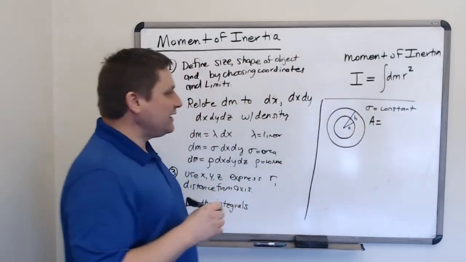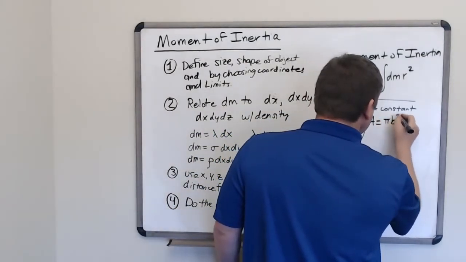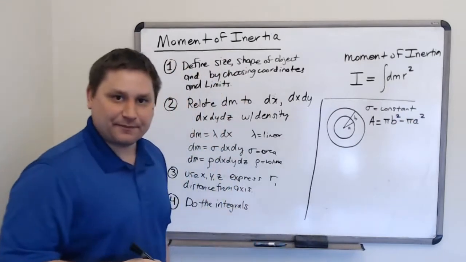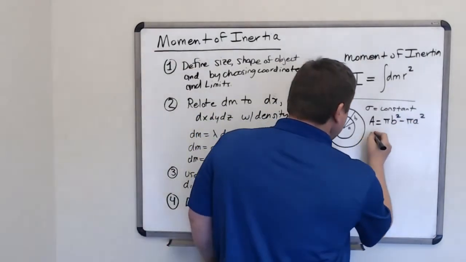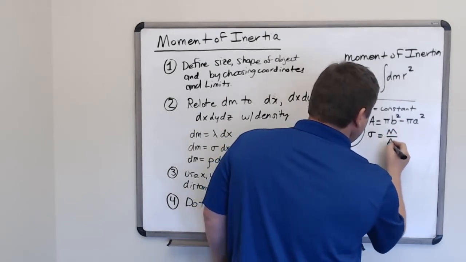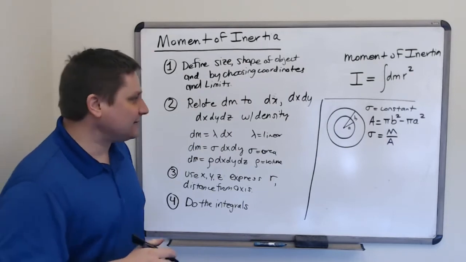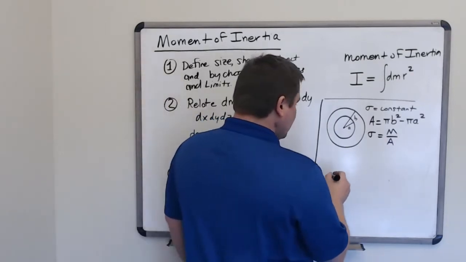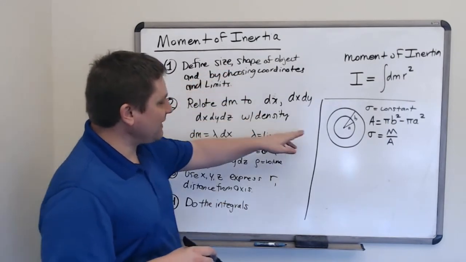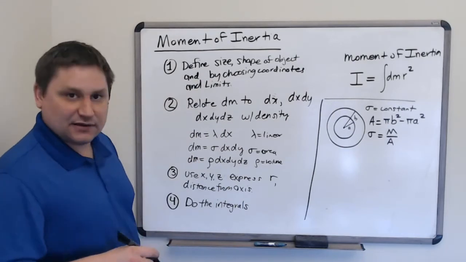The total area of this object is just the area of the outer circle, pi b squared, minus the area of the inner circle, pi a squared. So that means that the mass density, sigma, is equal to the total mass over this area value. It's good to keep that in mind. So we've set up our size and our shape. It's determined by a and b. And now we need to choose coordinates and limits.